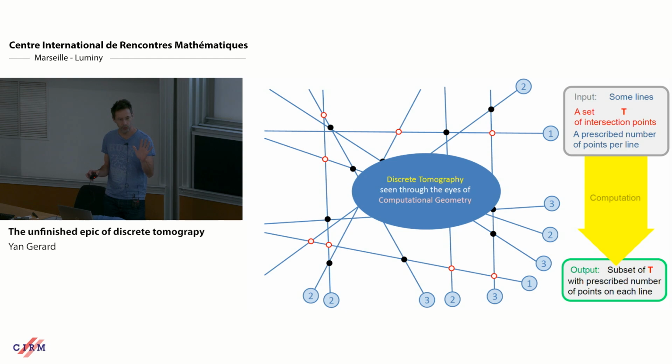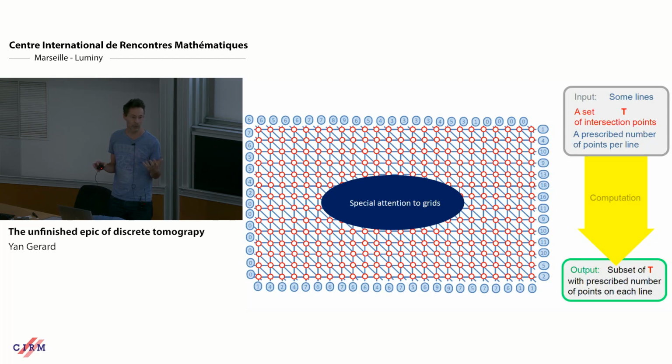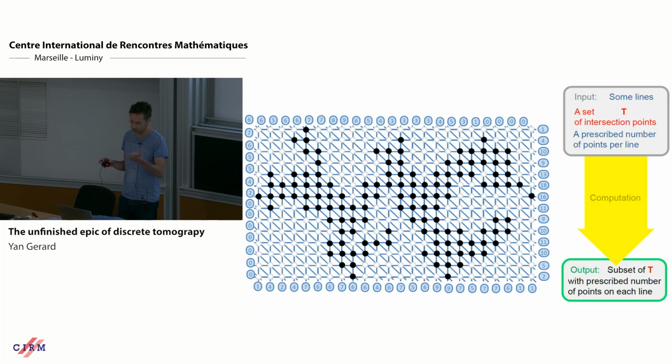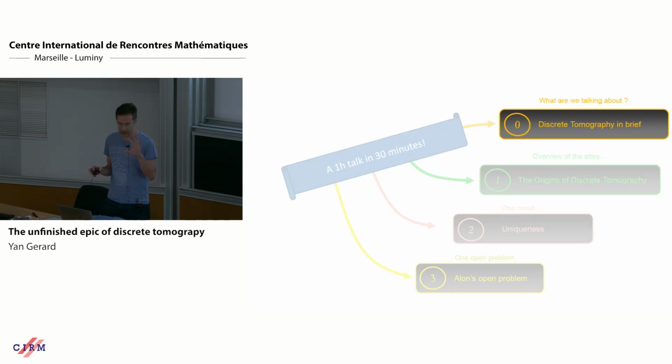In fact, the way I present this problem is discrete tomography seen through the eyes of a computational geometer. Because usually in discrete tomography, people are working in a more strict framework. In fact, people in discrete tomography pay attention to grids. Then you have the prescribed number of points on the lines, and you want to find the grid points which give you the projections. Okay, that's the main idea of what discrete tomography is.